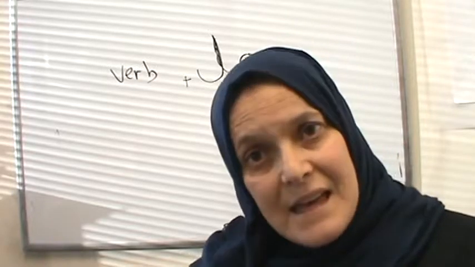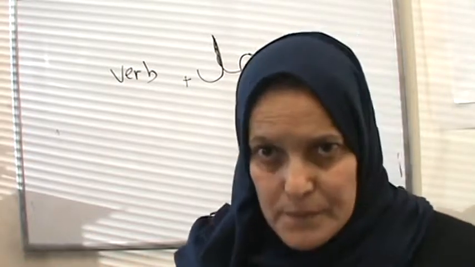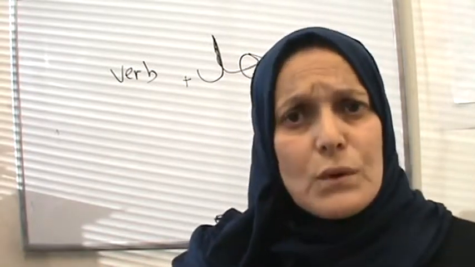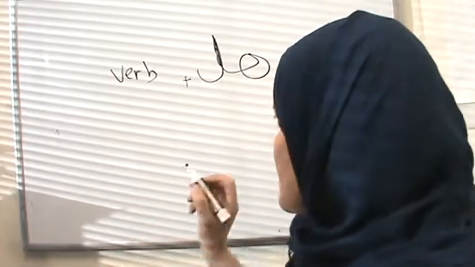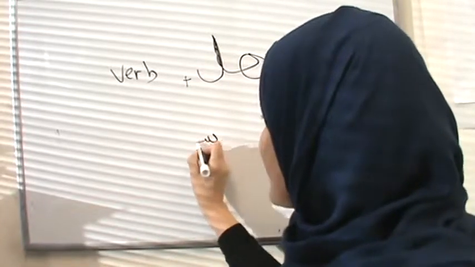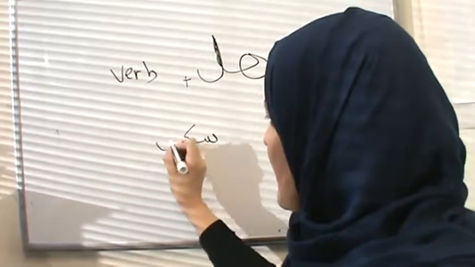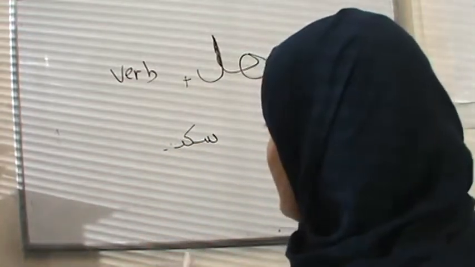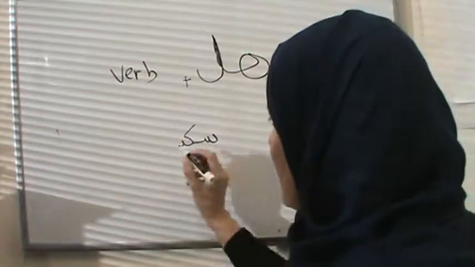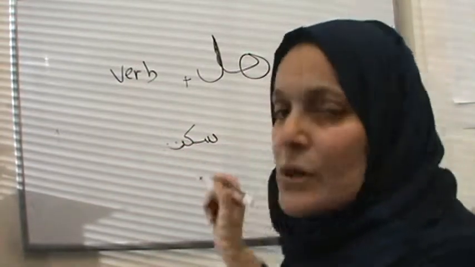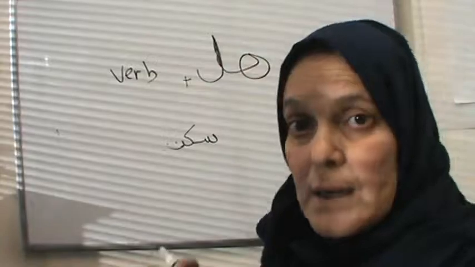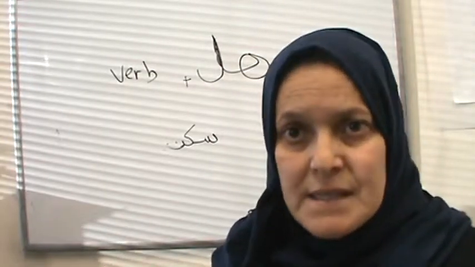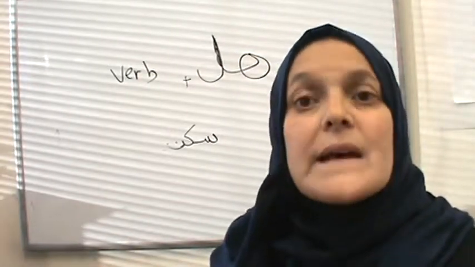Beginning, and then you can use other verbs. So the verb to live is sakan. This is the infinitive, which is sakan. Remember, in the present tense, I work with the stem.